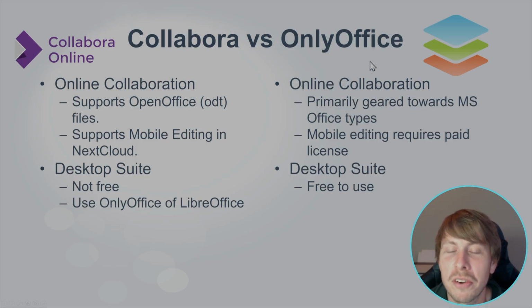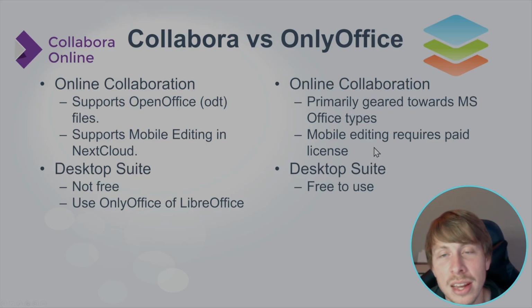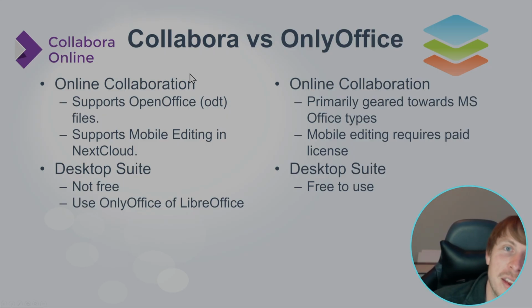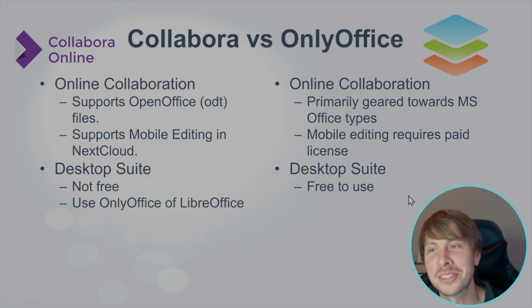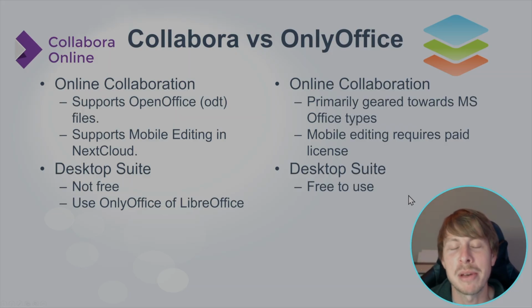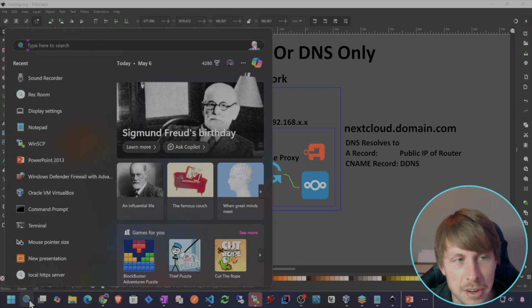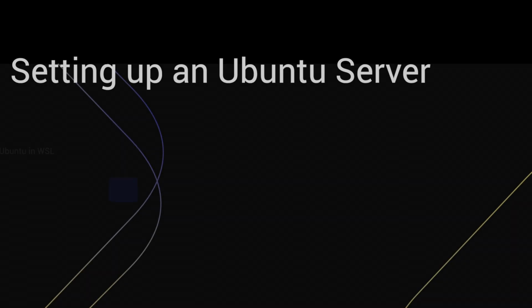The limitation for OnlyOffice is that you cannot edit documents through the Nextcloud mobile app. It requires a paid license, whereas with Collabora, you don't have that restriction. So you can use Collabora Online and have the mobile editing work. And then for the desktop suite, you could use the OnlyOffice Desktop Suite. So I think that's my preferred route. So without further ado, let's create a server and install Nextcloud.